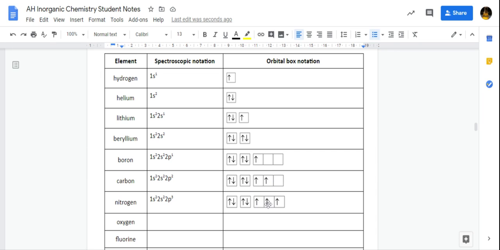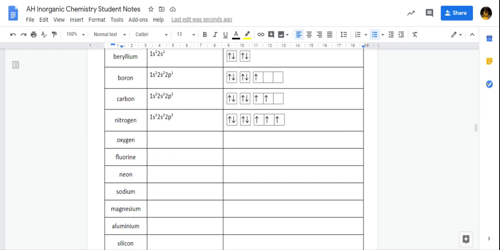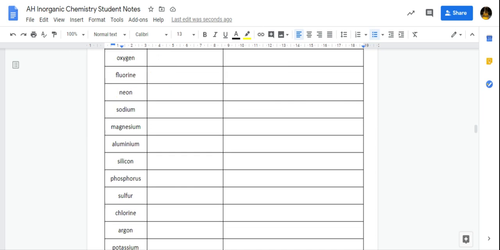Nitrogen, you can see the three parallel spins obeying Hund's rule. For oxygen, that fourth electron is going to go into the first p orbital with an opposite spin to the electron that's already there, and so on. Working through these elements, you just add an electron each time. Once you get to sodium, you need to move into the 3s orbital.